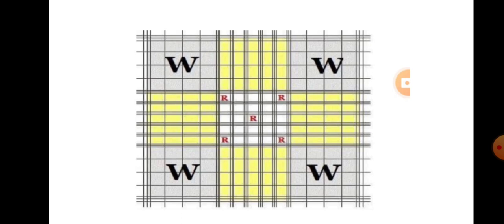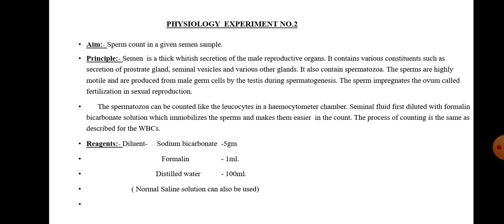The Neubauer's chamber shows on both the left and right side some grooves with a depth of about 0.1 millimeter. In these grooves you have to release the semen sample, which is diluted with the diluent we just studied: sodium bicarbonate 5 gram, formalin 1 ml, and distilled water 100 ml.